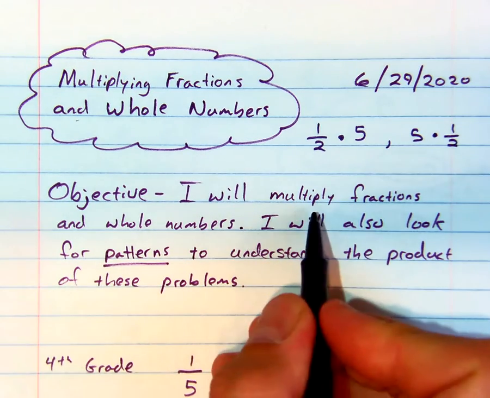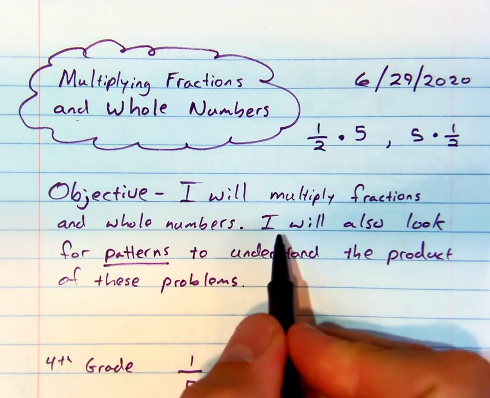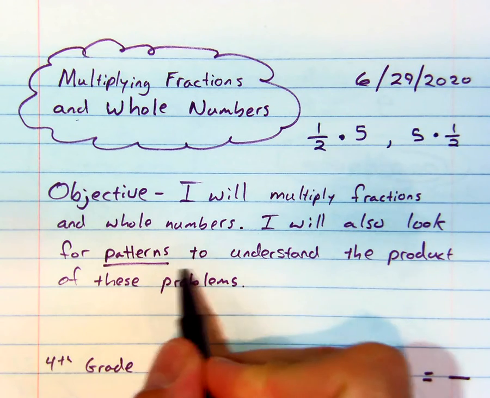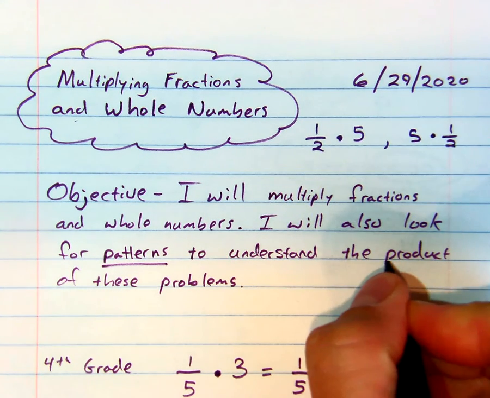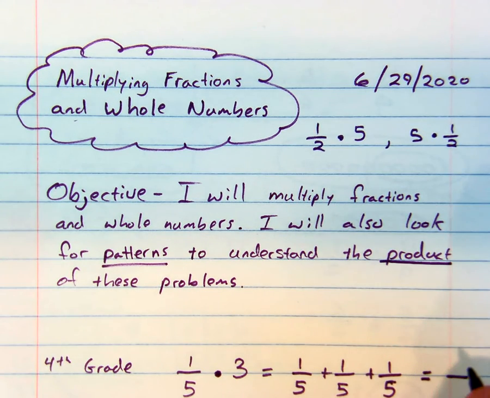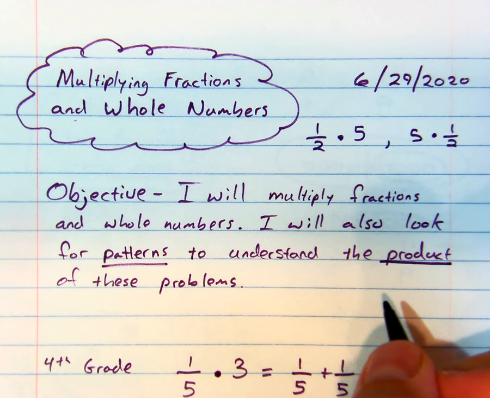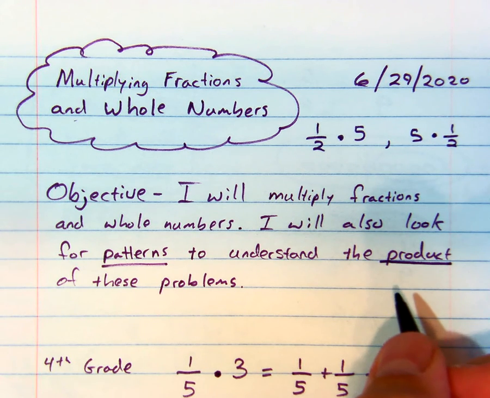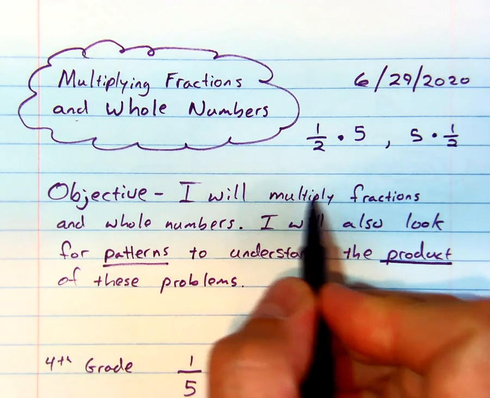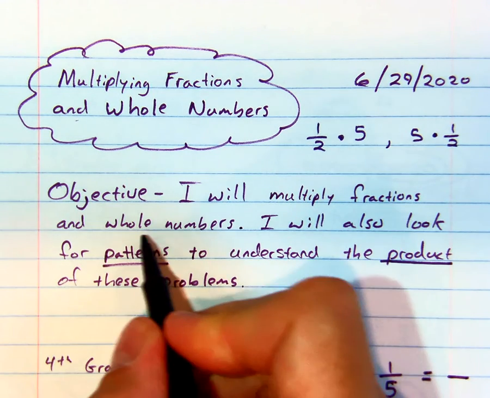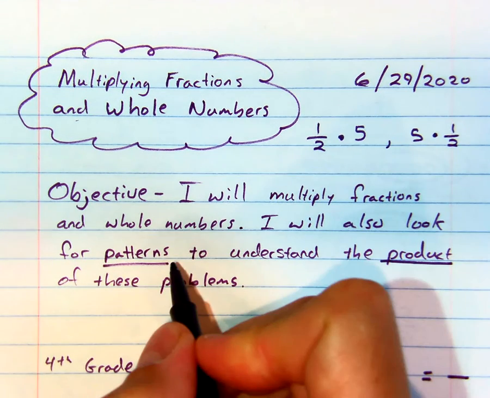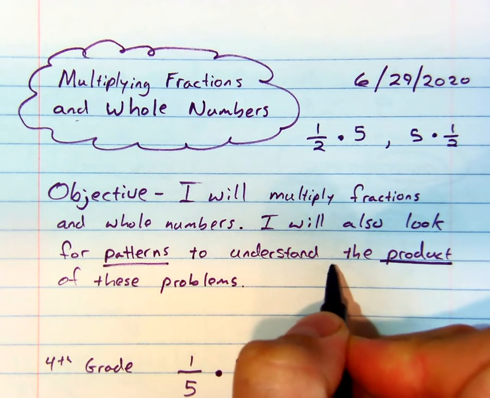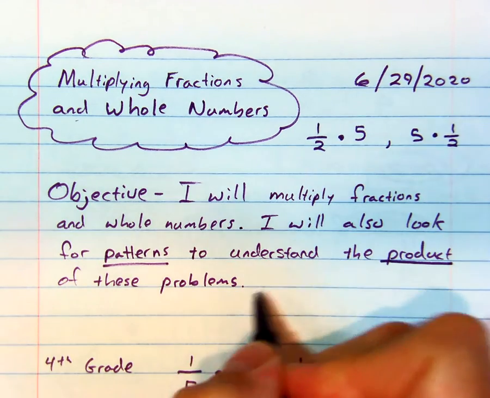All right, let's look at our objective. I will multiply fractions and whole numbers. I will also look for patterns to understand the product of these problems. When we talk about product, we're talking about the answer to the problem. Depending on the order and the types of fractions that we're dealing with, you can actually predict what the outcome will be. So let's read it together. I will multiply fractions and whole numbers. I will also look for patterns to understand the product of these problems.